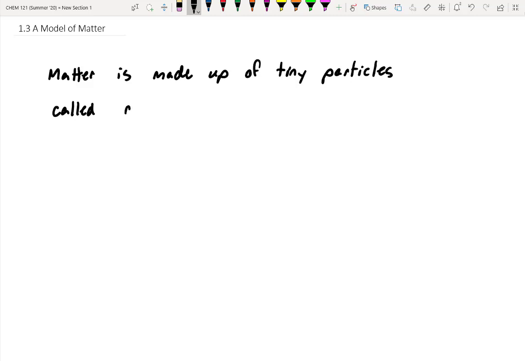In this next section, we're going to take a look at how to model matter. And what I mean by that is we're going to create a system where we can imagine matter at this very, very tiny microscopic level. So what we're going to do is describe this model, and that is that matter is made up of tiny particles smaller than we can see. And these particles are called molecules and atoms.